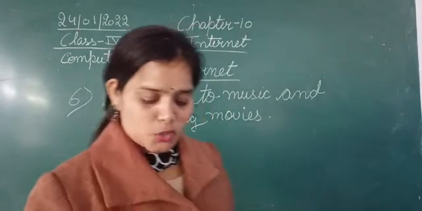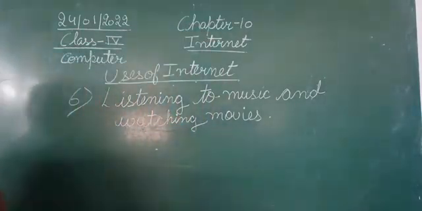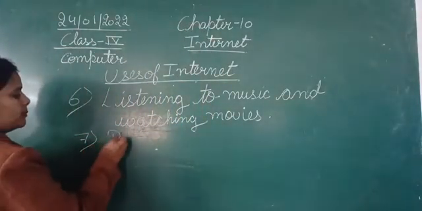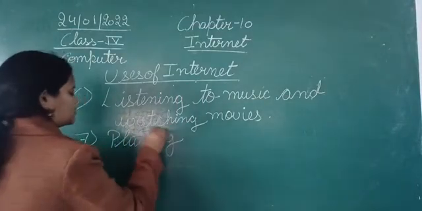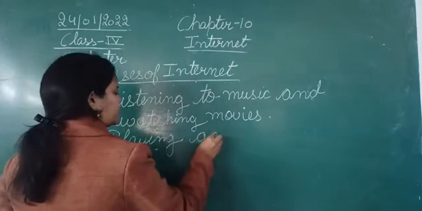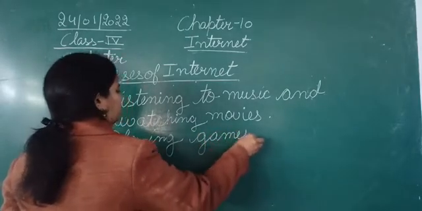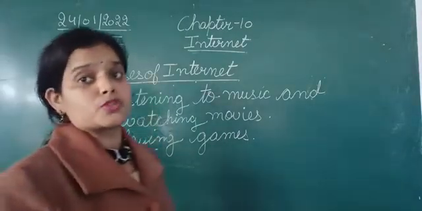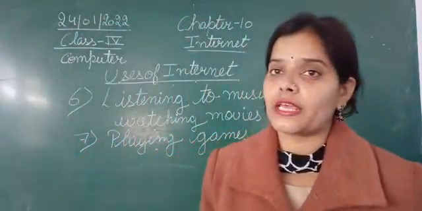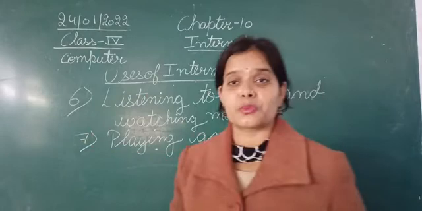The next one is playing games. The seventh one is playing games. Okay, another use of the internet is playing games. We can play games through the internet. We can download the games as well, and we can play games.